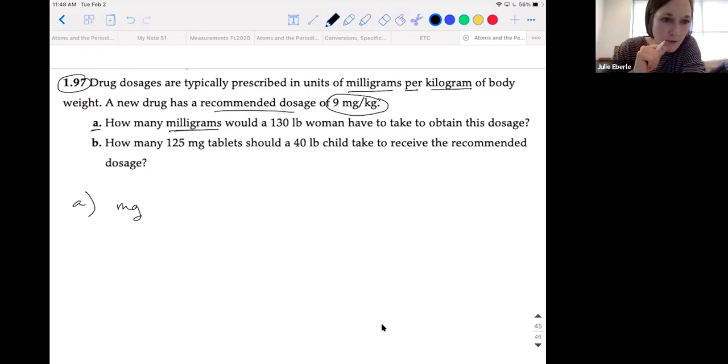Pounds to kilogram, convert pounds to kilogram. Okay, I'm seeing a lot of people convert pounds to kilogram. If that makes sense to you, great, do it. Here's where I recommend you start. We want milligrams in our answer, so do we have anything that the problem gives us that has milligrams in it? Yes, we do. I circled it right up here.